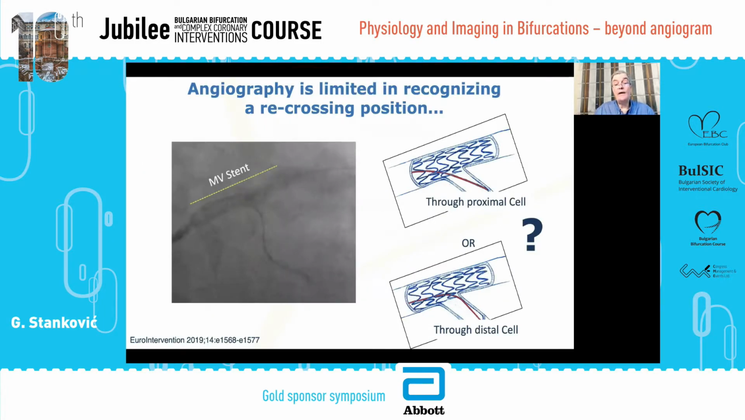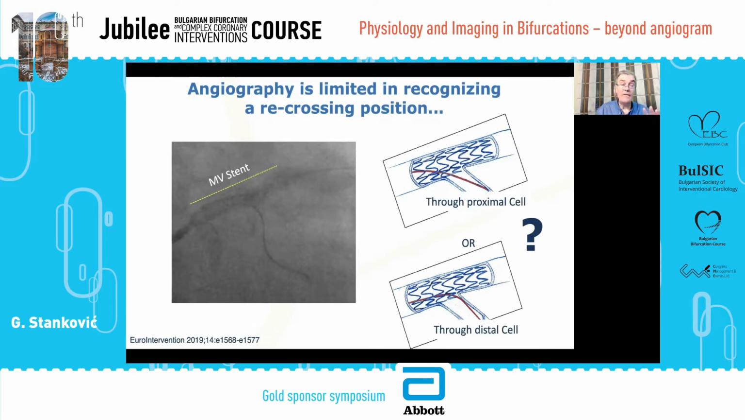We are advocating that people in bifurcation PCI learn certain steps of the provisional approach. I'll just give you this example of the left main crossover stenting. You see the main vessel stent from the left main into the LAD, and you see our attempt to recross into the circumflex through a distal cell. Because if we go in the distal cell, we will be able to scaffold the ostium of the circ and decrease the need for stenting of the circumflex.